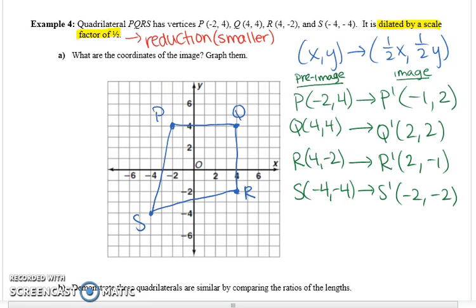So now let's graph the image. P prime is -1, 2. Q prime is 2, 2. R prime is 2, -1. And S prime is -2, -2. So connecting again the vertices gives me my image, and as we already knew, this was going to be a reduction, so my new quadrilateral is smaller than the original.